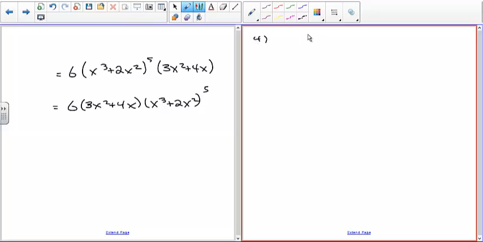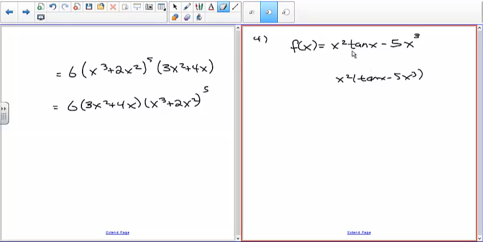Okay, number 4. So this is an example of just using the product rule and for some reasonably simple derivatives. A lot of people in this class put in some assumed parentheses, which I didn't put in there. So if I don't put it in there, don't assume it. So some people did x squared times tangent of x minus 5x cubed. But that is not what it says. It just says what it is.